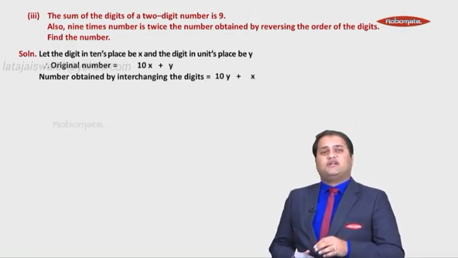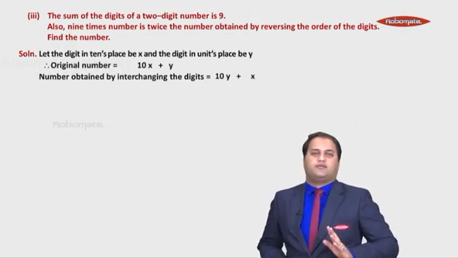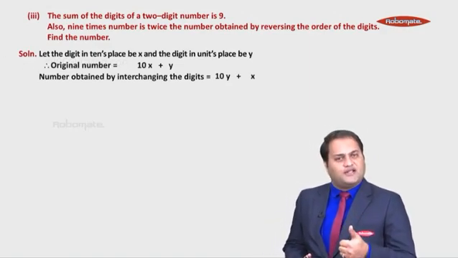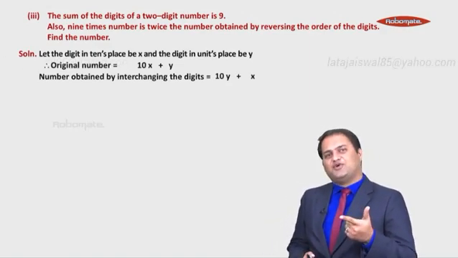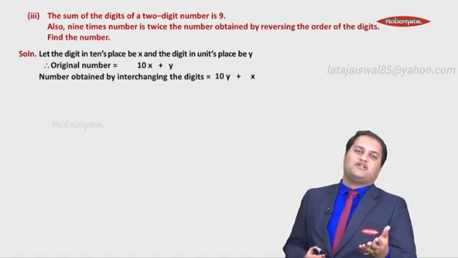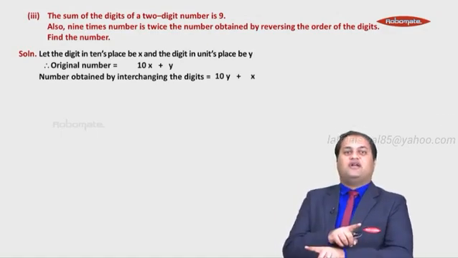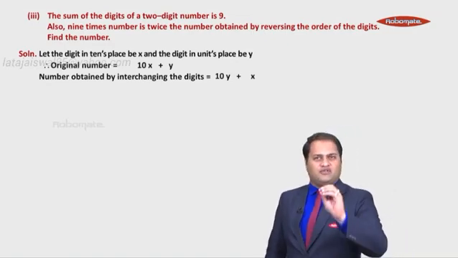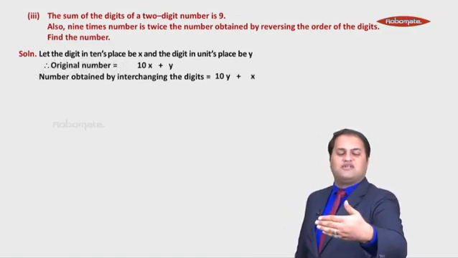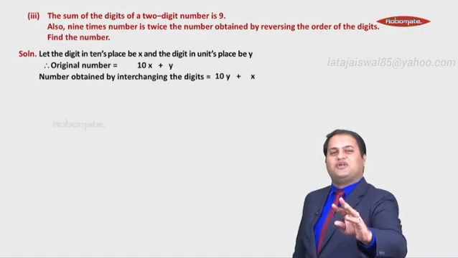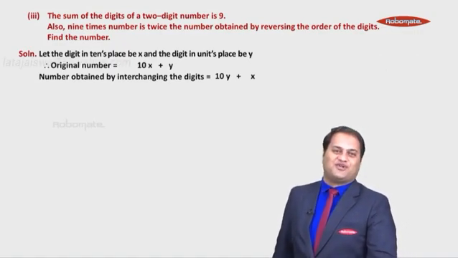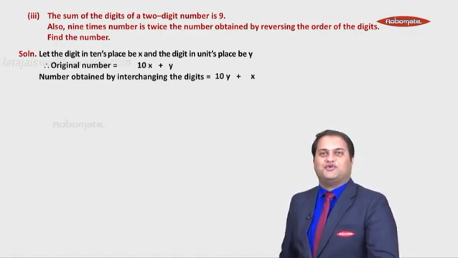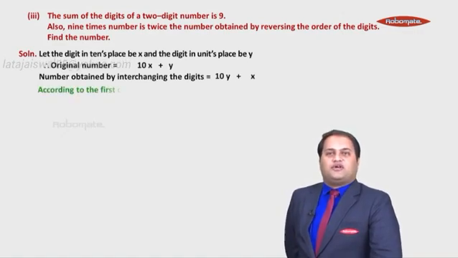So in any 2-digit number sum, these are the 3 important statements. Let the digit in the tens place be x, let the digit in the units place be y, so the 2-digit number is 10x plus y, and the interchanged number is 10y plus x, as simple as that. Once you have these 3 things in front of you, trust me, equation formation is very, very simple. Let's do it. Let's read the first statement.